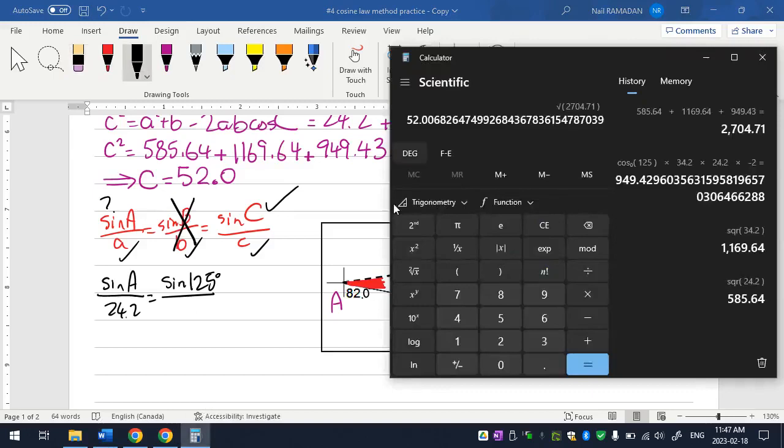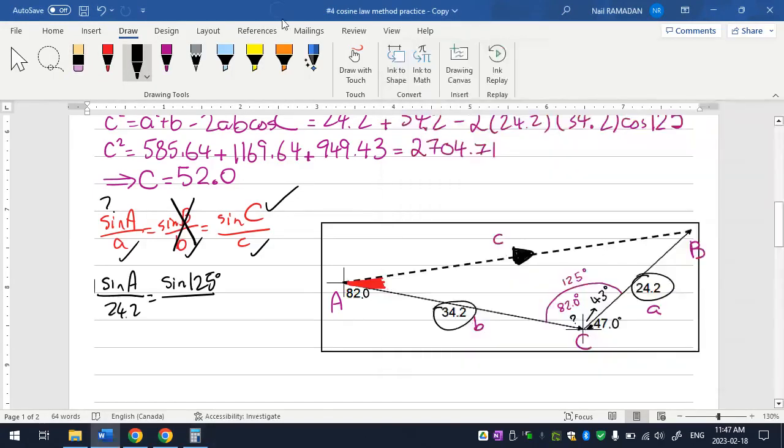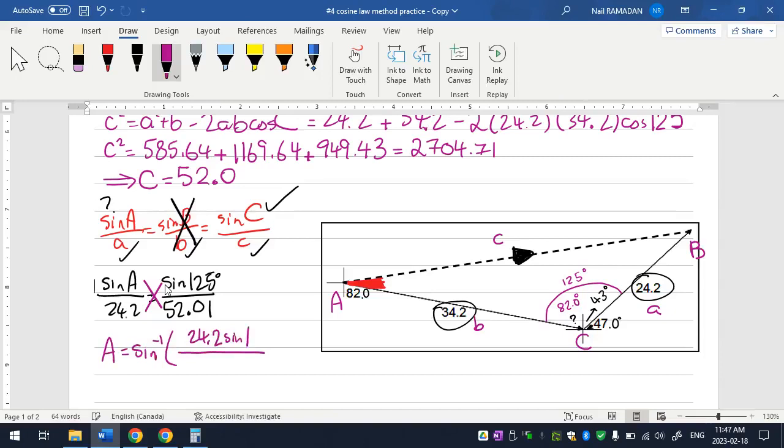But now I'm going to go to 52.1, because 6 will bump up this to a 1. So 52.1, just to get the more accurate answer. So cross, which means A will be sine inverse of 24.2 sine of 125, and then divided by 52.1.